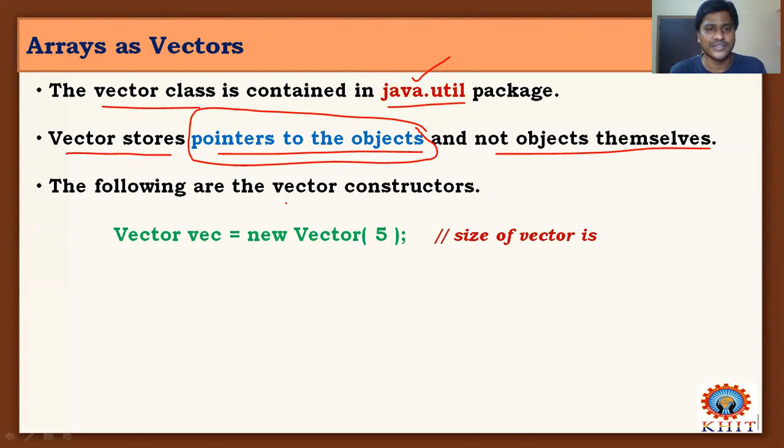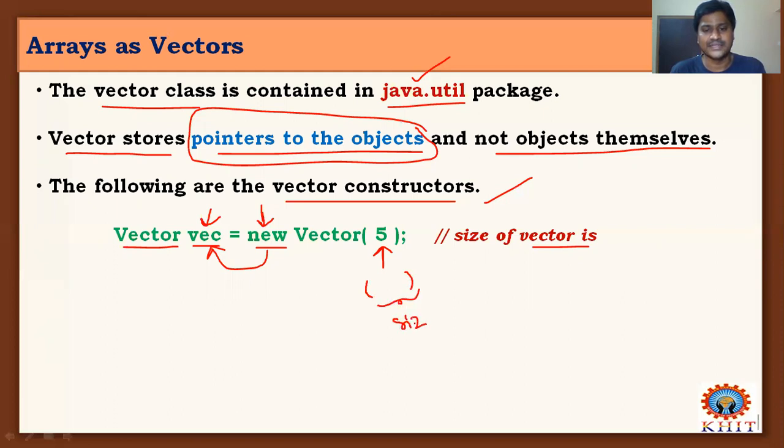And here is the vector construction process. Vector is a class, followed by an object of this vector, and we can allocate memory to it using equal to. Specifically, the new operator creates memory, allocates the object, and creates an object of this vector class, with the size indicated here as 5. And if you observe, parentheses are used, not square brackets, to indicate the size of the vector. That is also a difference between vectors and arrays.